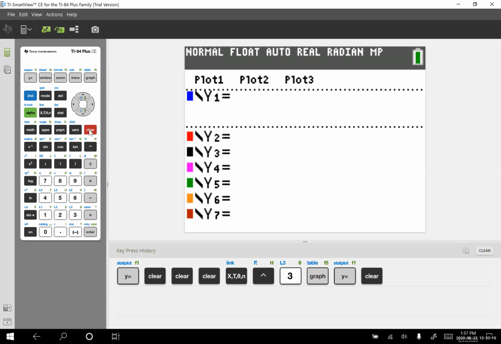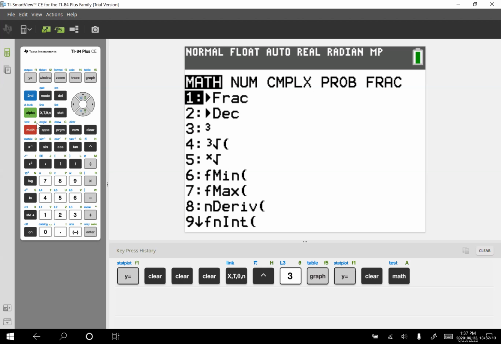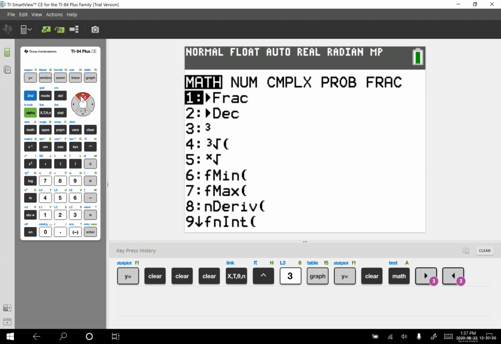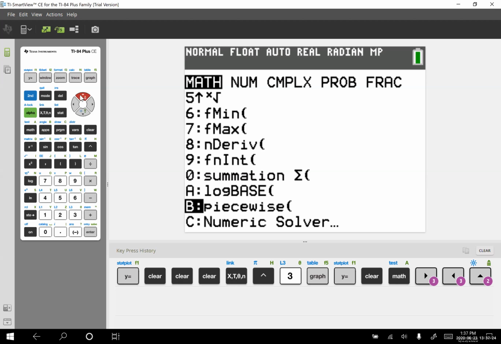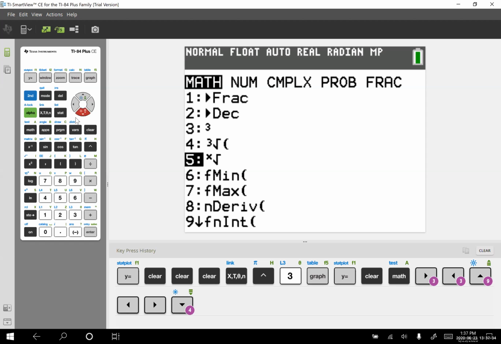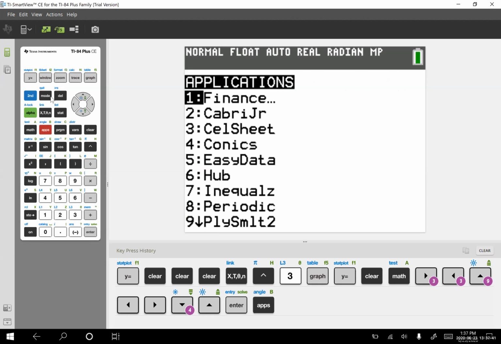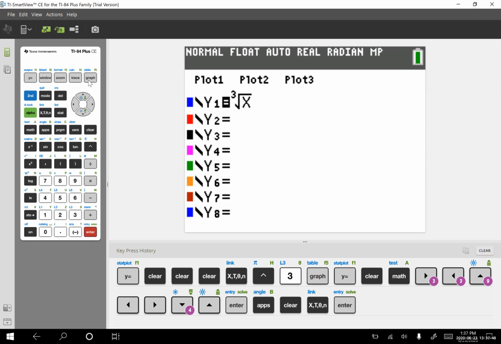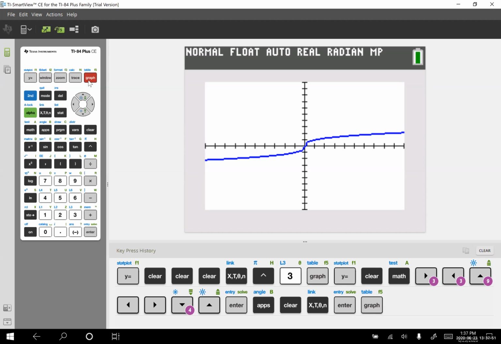Now, if we want to graph the absolute value, let me see. I haven't done that one in a while. I think we go into math and then number. Geez, I haven't done this in a while. Well, let's do a cube root of x. Okay, we just do that and hit enter, and then we graph. For some reason, I can't remember where I found the greatest integer function. This is a little bit different than my calculator, but it should be there. There's the cube root function.